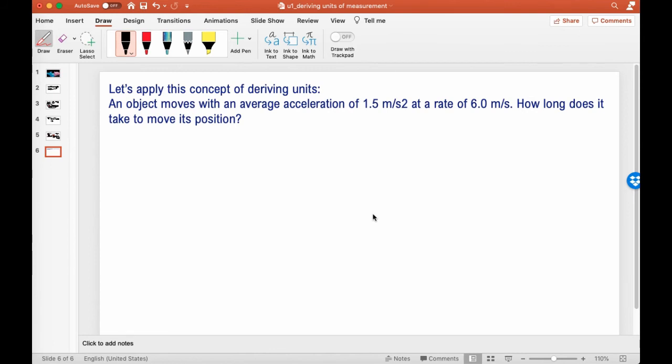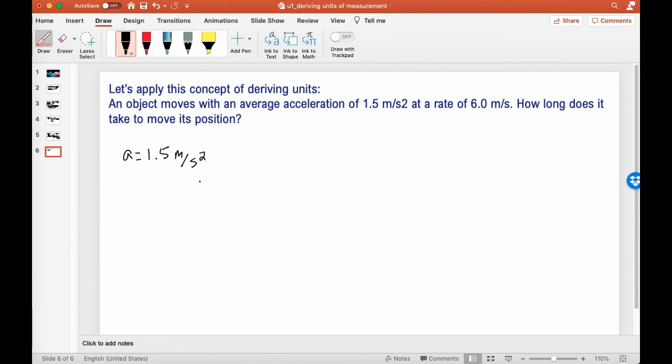Let's apply this. Let's do something with this that makes it a little useful. All right. So we've got an object here. I don't care what it is. It can be a rock. It can be a bouncing ball. It doesn't matter. But it moves with an average acceleration. So it's accelerating at 1.5 meters per second squared. That should be a superscript. I just forgot to do that. I apologize.